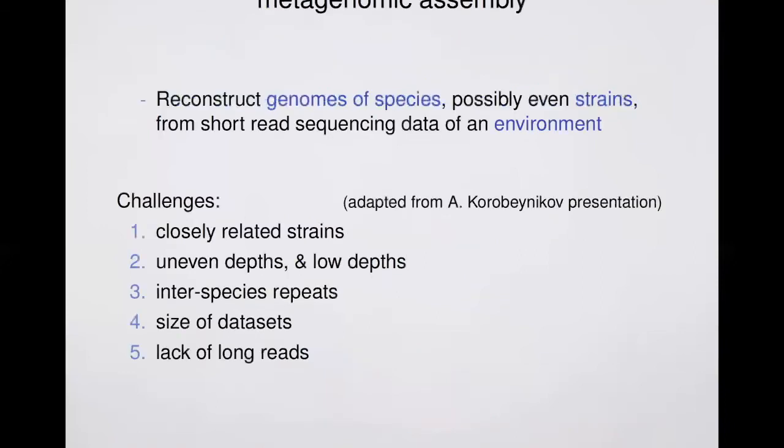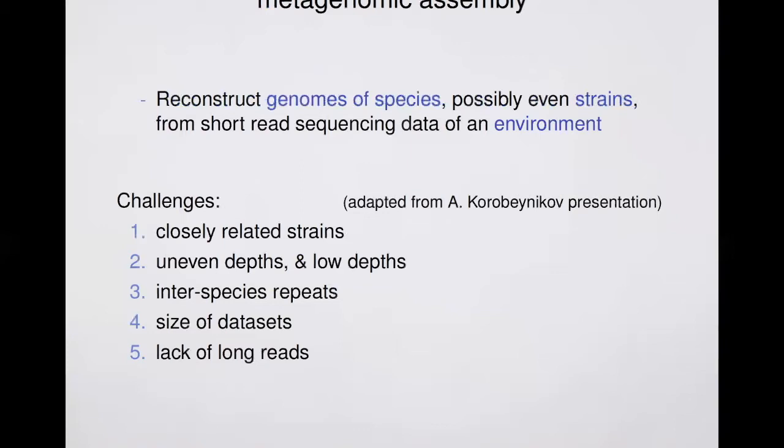I just briefly recall the problem of metagenome assembly. You probably are aware of it, but the way I would define it is to reconstruct a set of genomes from species and possibly go as far as strains. That was the purpose of this challenge, from typically short-read sequencing data, so Illumina data, from an environmental sample. For this task, there are many challenges, at least 5 of them from the previous presentation. And the most challenging task would be to reconstruct closely related strains. So that was exactly the purpose of this challenge.